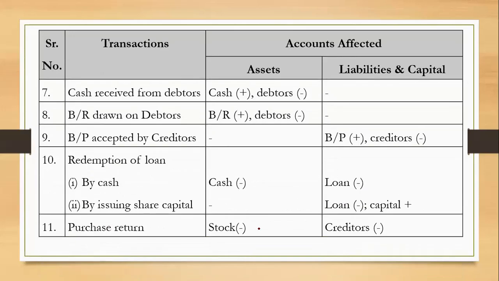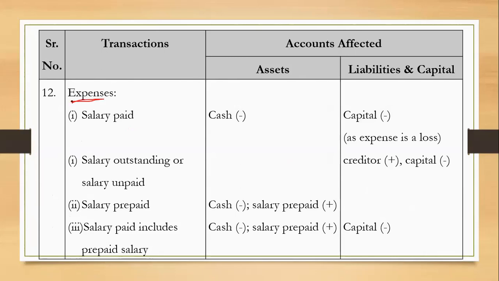11th is purchase return. The goods that I have purchased are returned back to the supplier. Now when I just return it back to the supplier, my stock reduces and my liability towards the creditor also reduces.